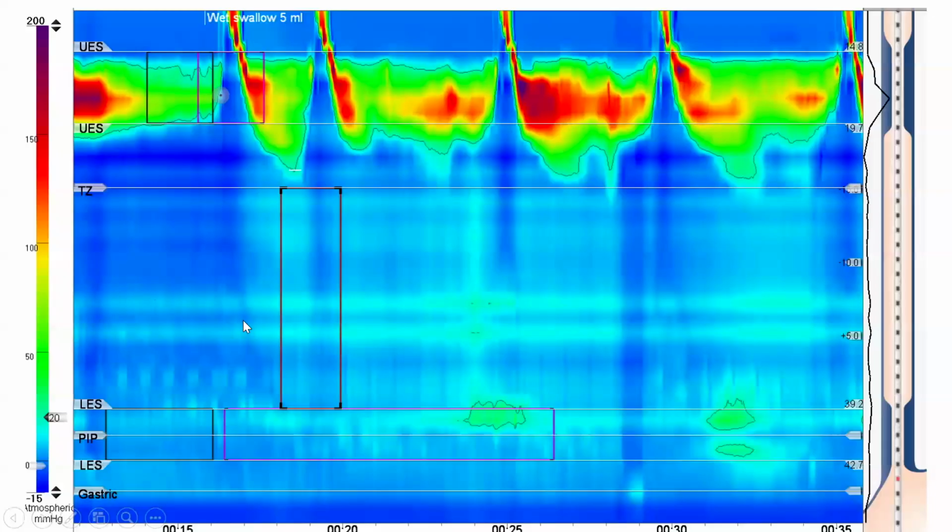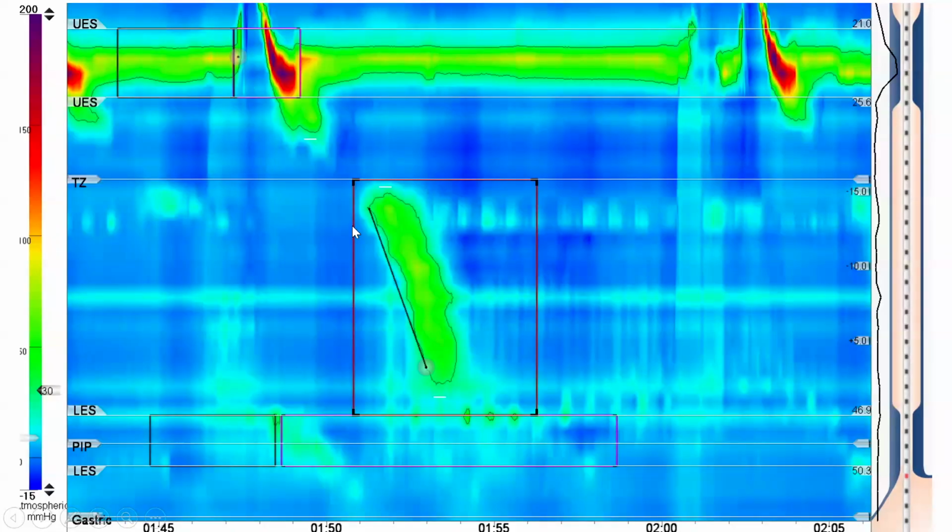For example, in this case you can see there is no pressurization at all. So this is failed peristalsis. You can see the swallow started from here, then there is no peristalsis. That means it's failed peristalsis. In this example, this is the point the swallowing started, and there is progression, there is peristalsis, but it's weak peristalsis.